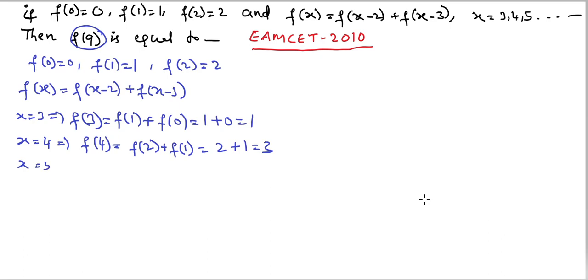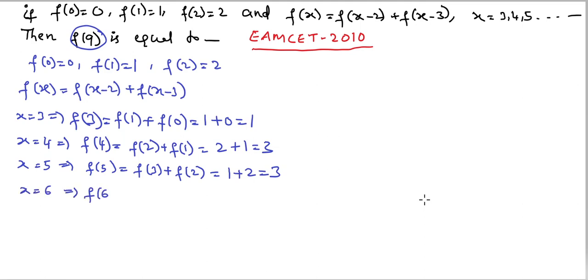Put x is equal to 5. That is f of 5 is equal to f of 5 minus 2, which is f of 3, plus f of 5 minus 3, which is f of 2. f of 3 value is 1 and f of 2 is 2. Now x is equal to 6. f of 6 is equal to f of 6 minus 2, f of 4, plus f of 6 minus 3, f of 3. f of 4 is 3 and f of 3 is 1, 3 plus 1.